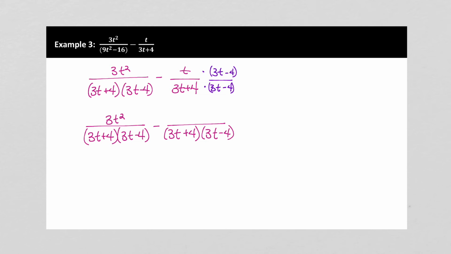On the top, we need to distribute, okay? t times 3t is 3t squared. And then t times negative 4 is negative 4t. Now we can take everything on the top and put it together, except be careful. That minus in there has to be distributed.